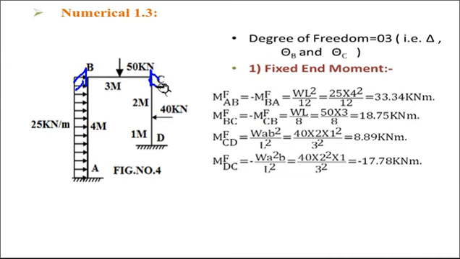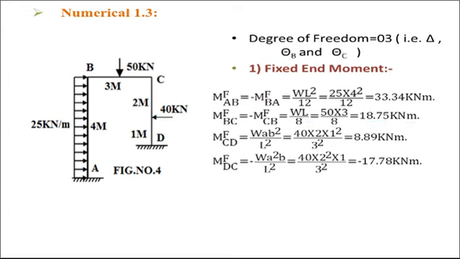Now the second member BC is your horizontal beam. Let's consider both ends as fixed. So there will be a moment at B and a moment at C. How to find these moments in case of a point load at the center or mid span: WL by 8. So MF BC is equal to minus MF CB is equal to 50 into 3 divided by 8, so it is equal to 18.75 kilonewton meter.